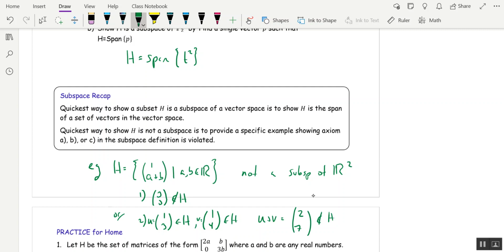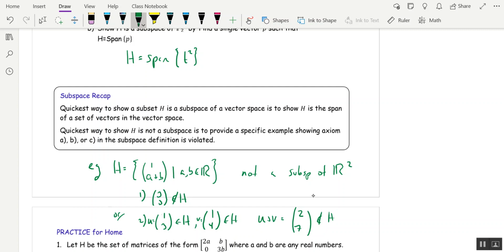And you could also show scalar multiples are not in H. If you take (1, 3), that's in H, multiply by -1. Let C be -1. You get a -1 at the top. So this one fails all three axioms. That was a kind of bad example on my part. I meant to pick one where only one of the axioms failed. You only need to have it fail one axiom. But that is an example.